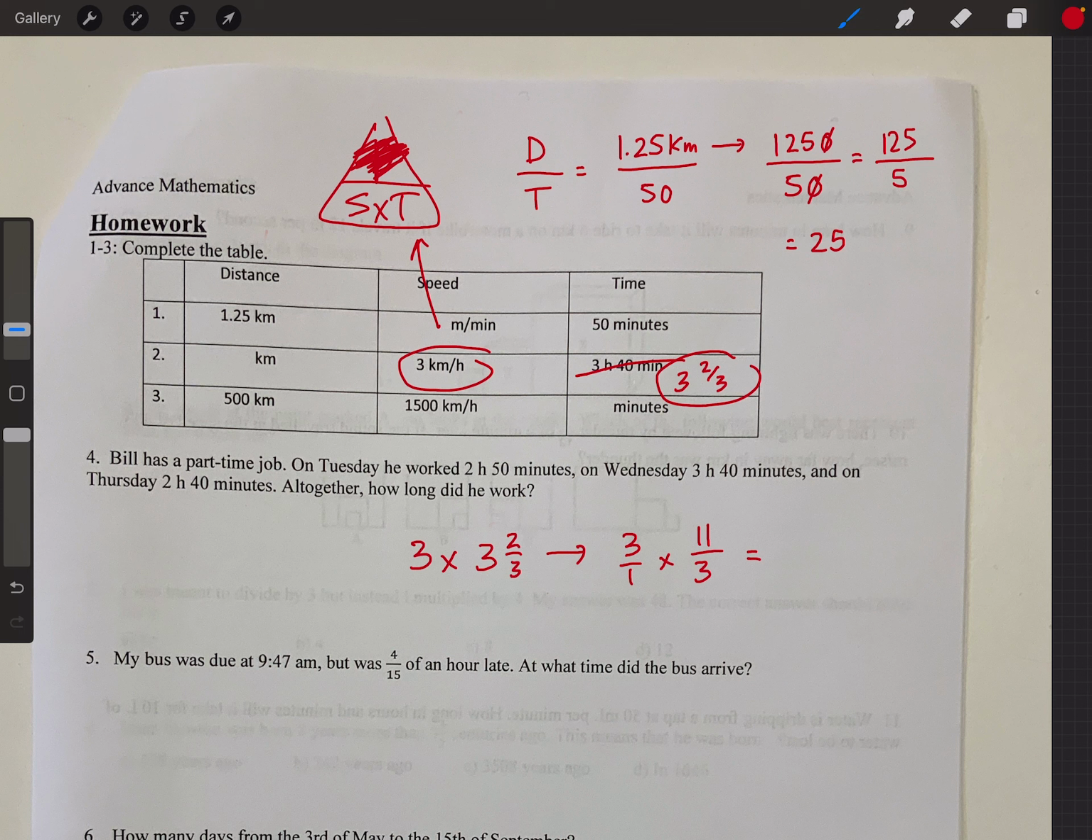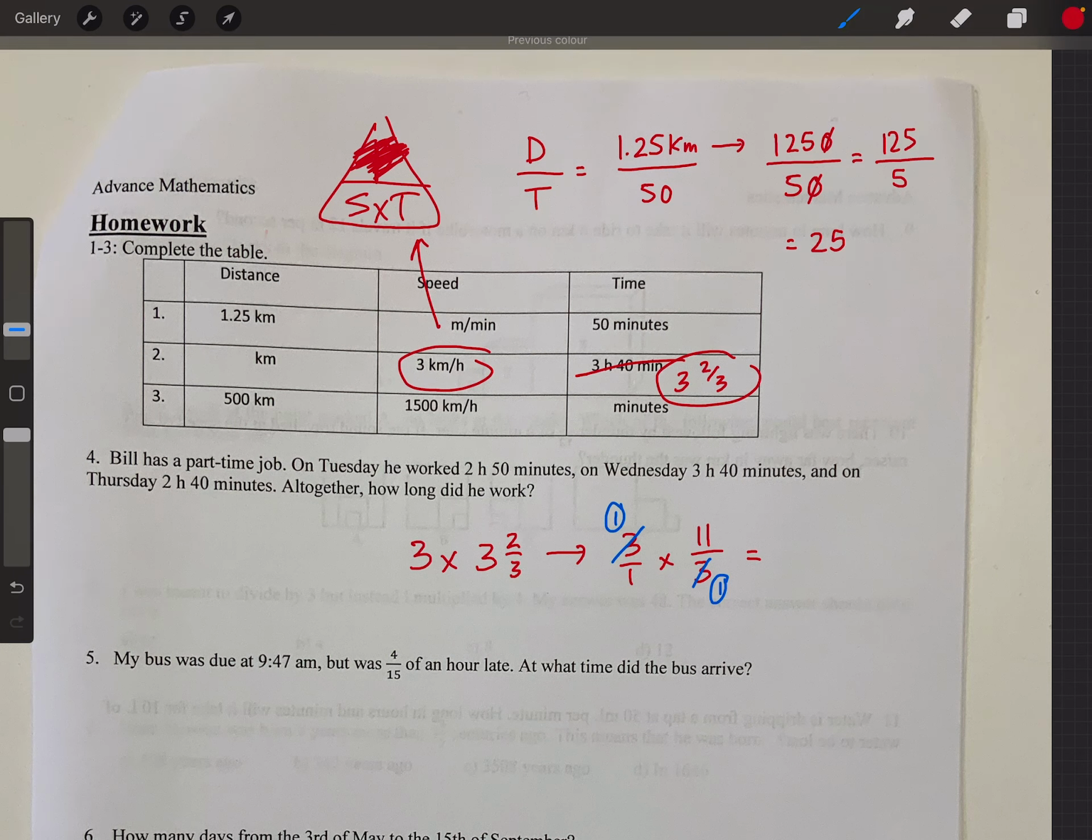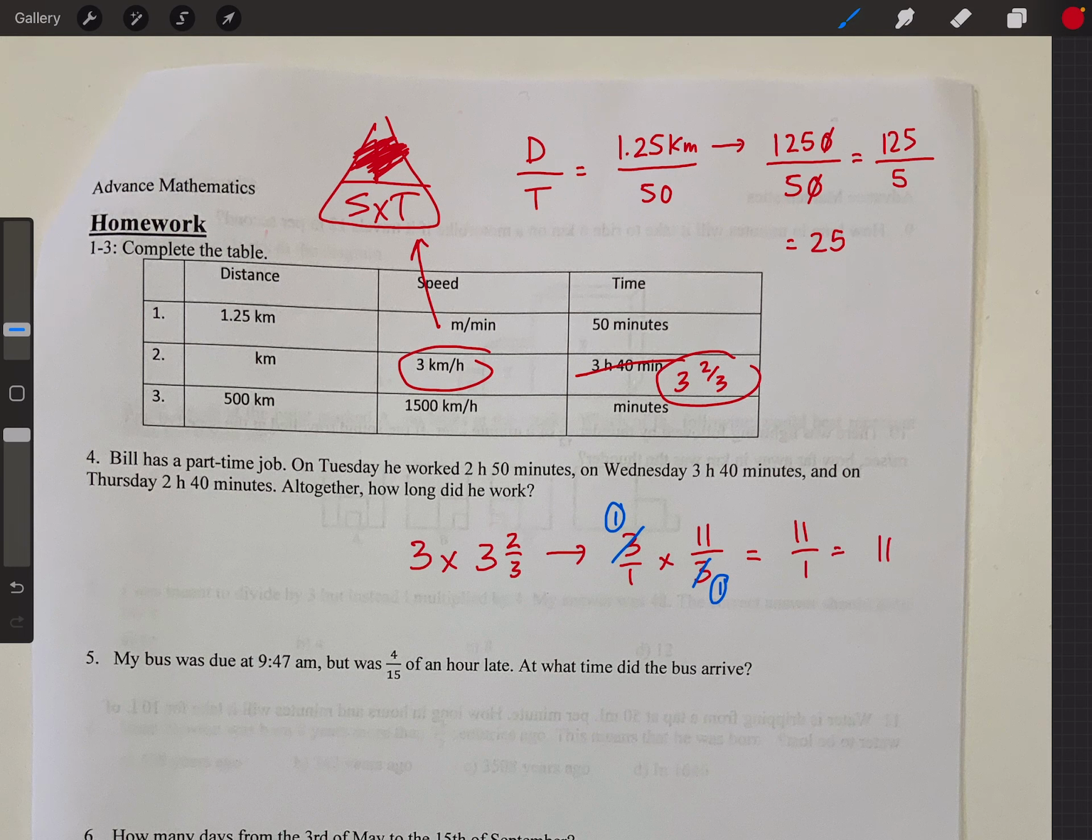Okay, since we're multiplying, we can simplify the top and bottom. You can see that this can be divided by 3 to get 1, and this can be divided by 3 to get 1. So what you're going to have is 11 over 1, which is just 11. So the answer is 11 kilometers. Alright, next one.